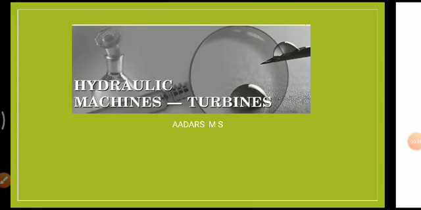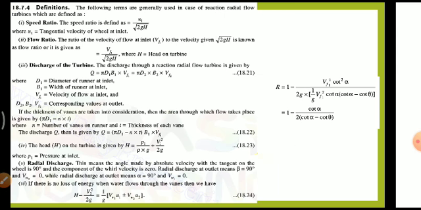In today's class, we'll be discussing a few problems in connection with reaction turbines, and mainly the problems of radial flow, that is radial inlet reaction turbines, and the Francis turbine will come inside the classification. Okay, here is our basic data about a radial flow reaction turbine.